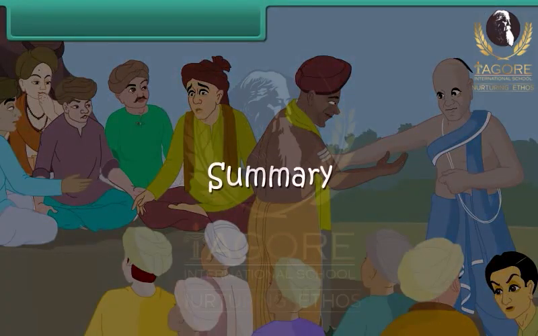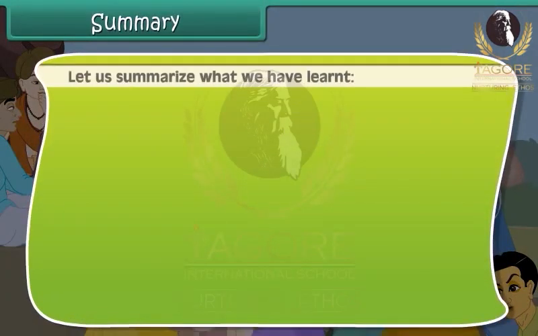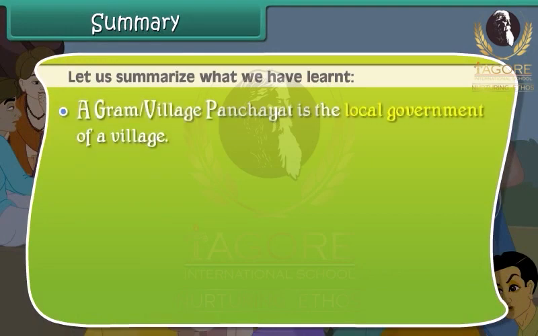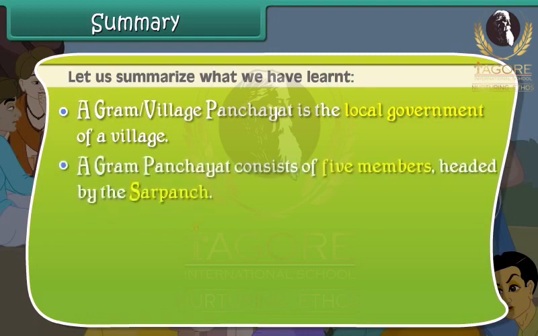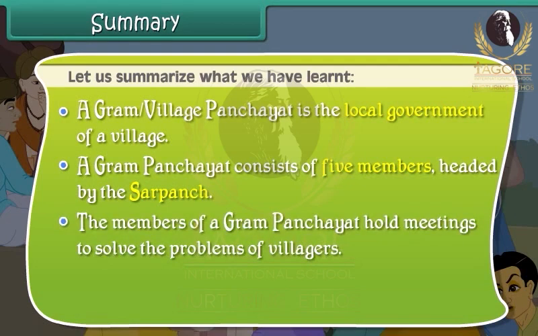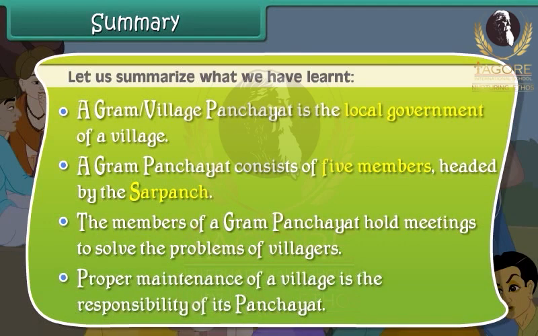Summary. Let us summarize what we have learned. A Village Panchayat is the local government of a village. A Gram Panchayat consists of 5 members headed by the sarpanch. The members of a Gram Panchayat hold meetings to solve the problems of villagers. Proper maintenance of a village is the responsibility of its Panchayat.